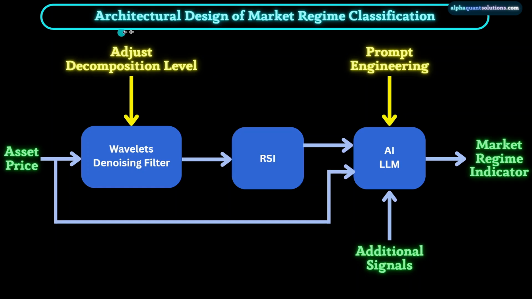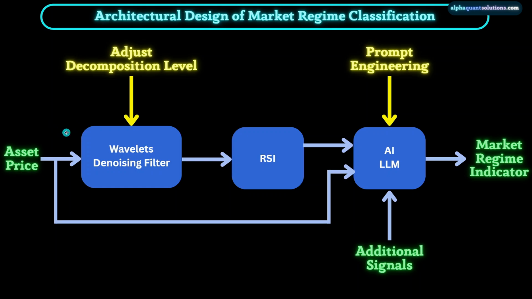So here is the architectural design of our market regime classification. And as you can see from this flow diagram, we start with the asset price, and eventually what we want to derive is a market regime indicator.